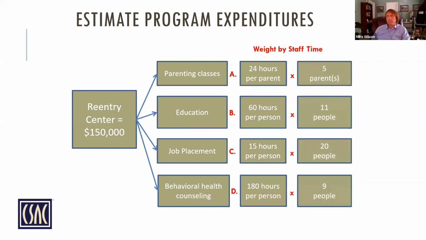So we can also weight this by staff time, which is really the ideal way of doing this, and it's what the county that I had described earlier had done. They went through and looked at that parenting class, and they said, yeah, there's 5 parents, but how many hours are spent per parent? Same with the education program, the job placement, and the behavioral health counseling. So you can then multiply those hours out by the number of individuals, and then you get a weighting for each of those classes, and then multiply that weighting by the total budget amount.